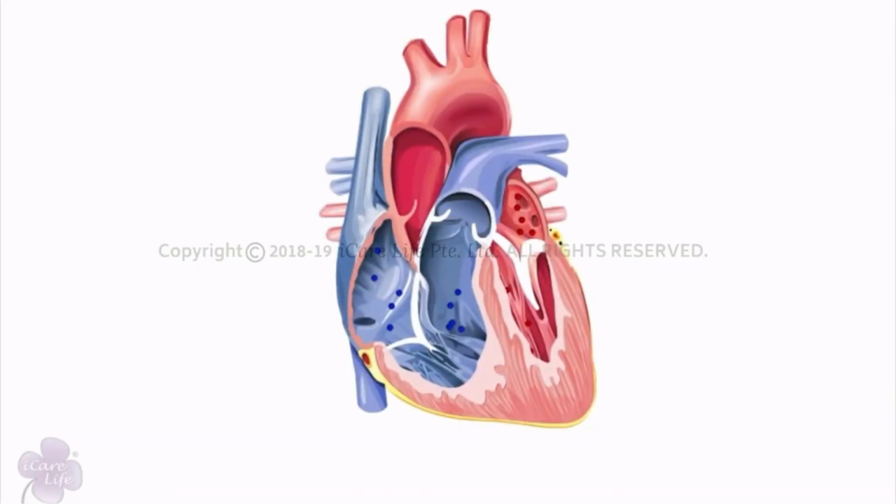Then, the deoxygenated blood from the right ventricle flows to the pulmonary arteries, which carries it to the lungs. At the same time, the oxygenated blood from the left ventricle flows to the aorta, which carries it to the different parts of the body.